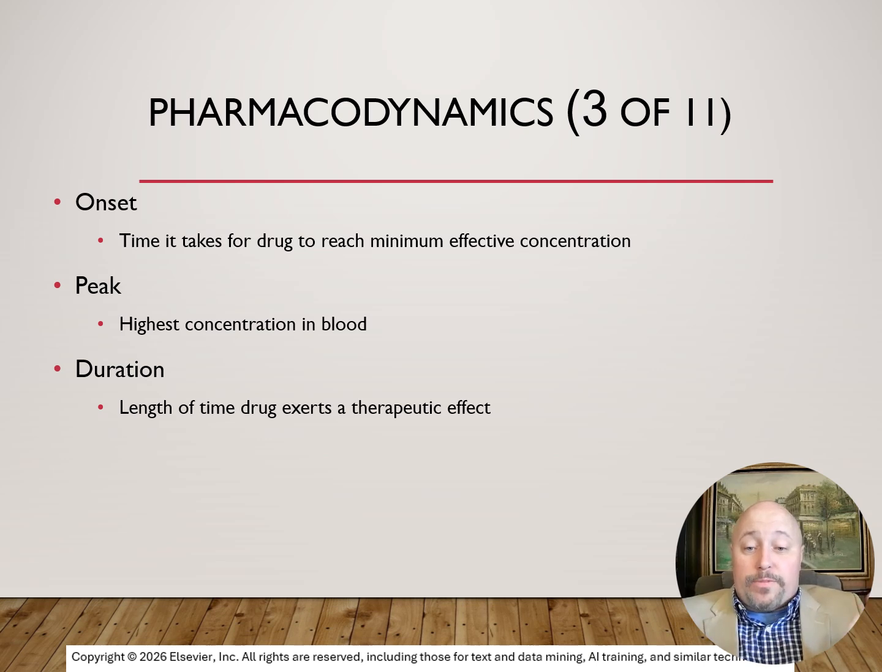Pharmacodynamics would also deal with things like onset, being the time it takes for a drug to reach its minimum effective concentration. We could also see things like our peak, which is our highest concentration in the blood, as well as the duration, which is the length of time the drug exerts a therapeutic effect.